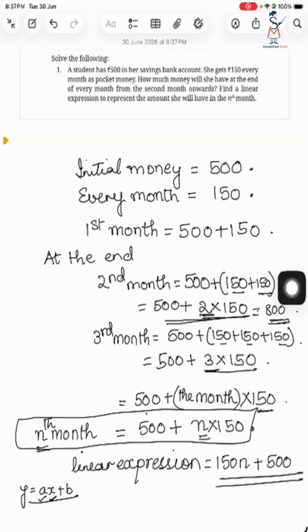And how did we find that? 500 is the initial amount. In the second month she'll get 150 for the first month, 150 for the second. So that can be written as 500 plus 2 into 150. Same way for the third month, it can be 500 plus 150, 150, 150, that is 3 times 150. Third month, so 3. So if there is the nth month, 500 plus n into 150, which is the linear expression for the given question.